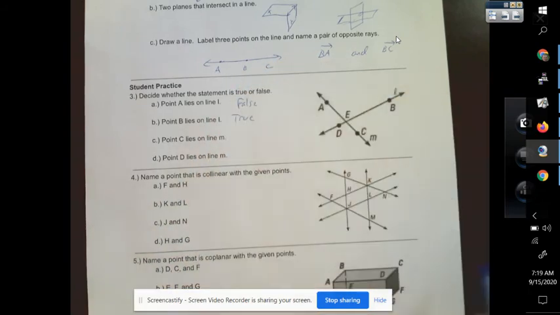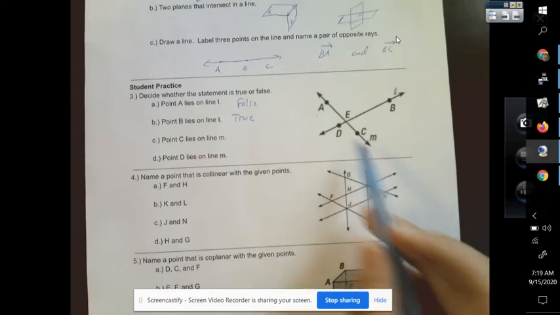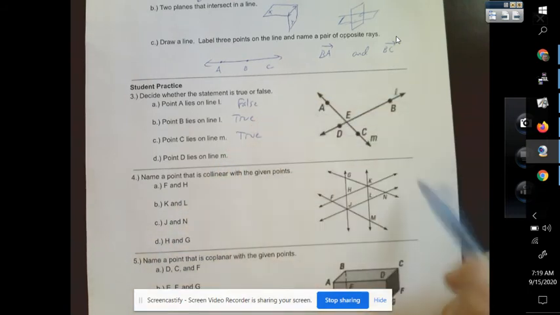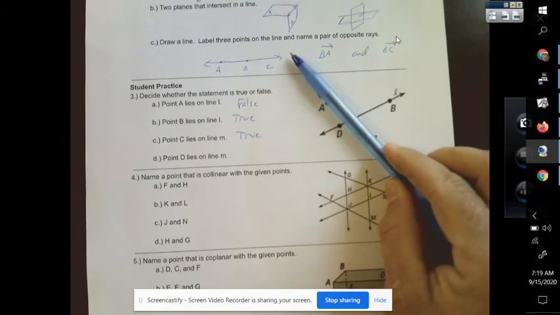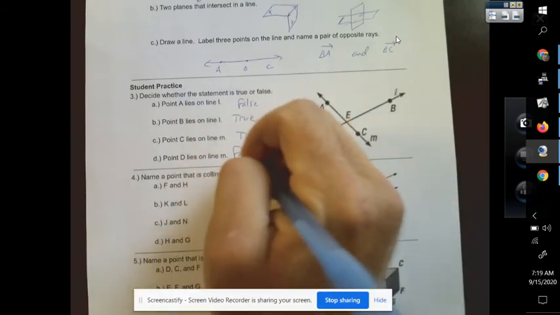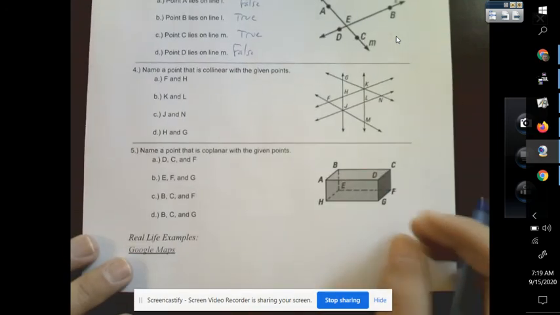True. Point C lies on line M. Looking good. Just follow the line for line M. True. Point D lies on line M. Again, be careful because there's my line, but D is clearly not on it, so that's false. Okay, last few. Thanks for hanging in there.